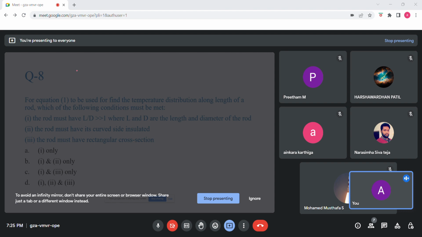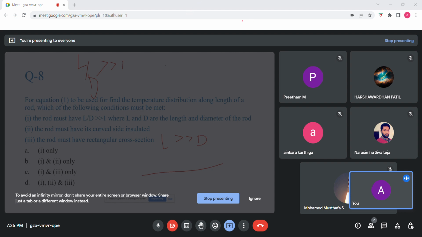For equation 1 to be used to find the temperature distribution along the length of the rod, which of the following conditions must be met? The rod must have L by D very much greater than 1. That is, since this is a rod, we are assuming that length is very much greater than diameter of the rod, so that the temperature distribution along the length of the rod, we can assume it to be one dimensional, and so we can use equation 1.